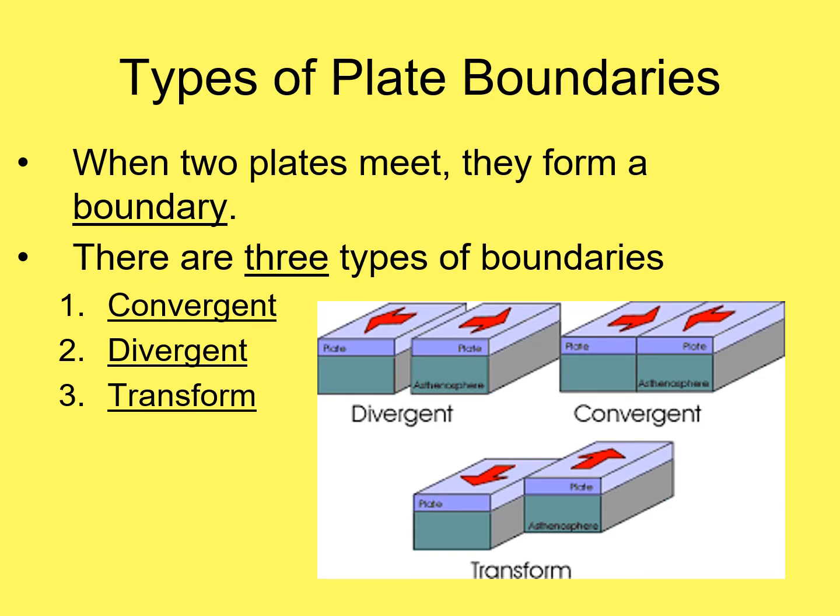So thinking back on the picture we just saw, we know all the plates touch. Well, they can touch and move in different ways. The first thing we're going to talk about is what happens when they meet. They form what's called a boundary. So when two plates come together, there is a boundary. And there are three types of boundaries we're going to talk about: convergent, divergent, and transform. Different things happen at each one of these boundaries.